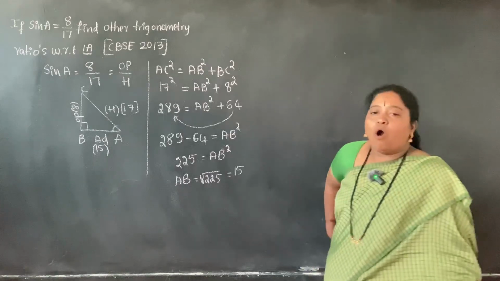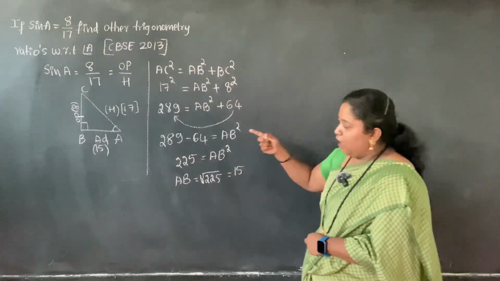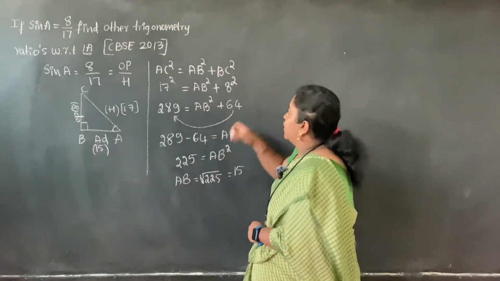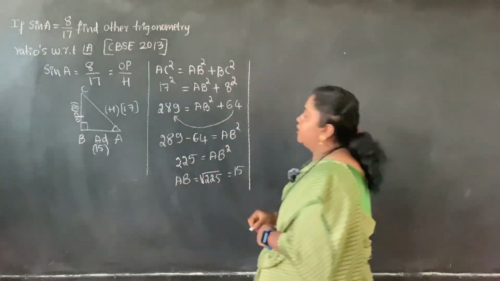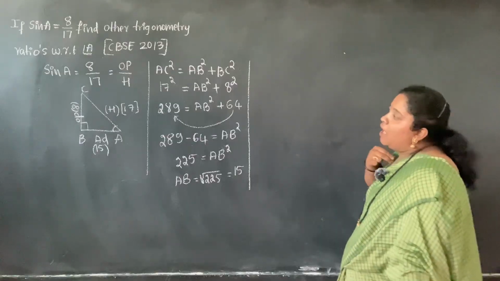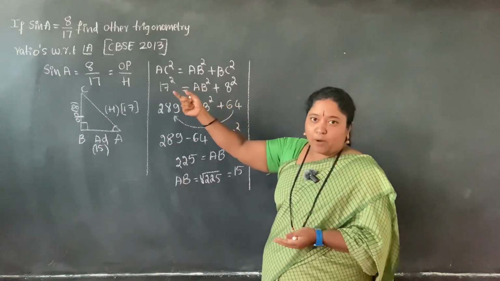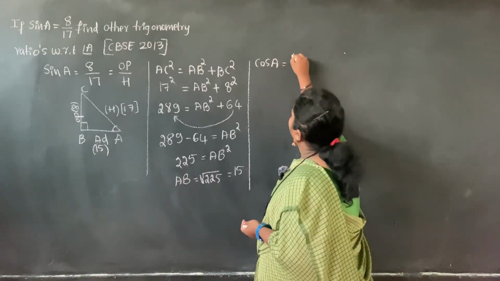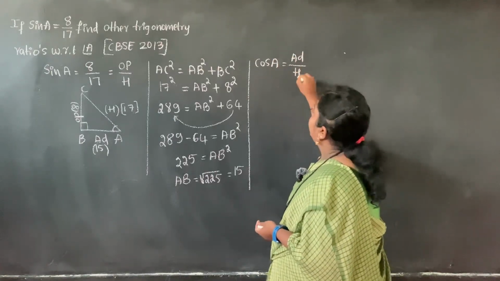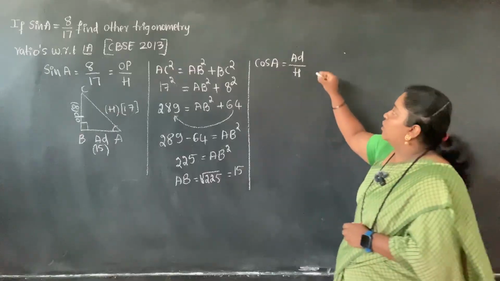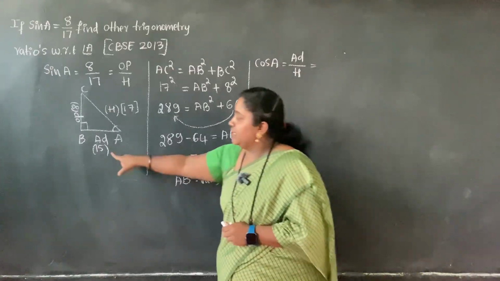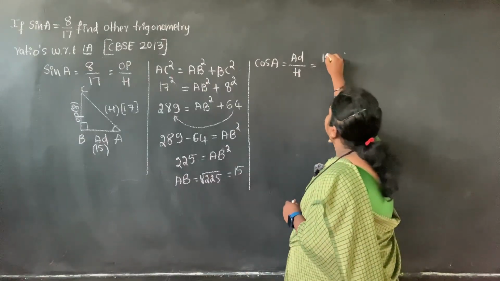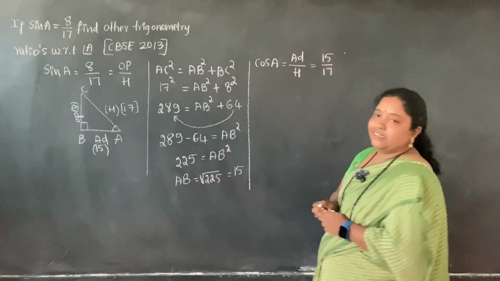Now I am with all the required sides: hypotenuse 17, opposite 8 and adjacent 15. Okay, let me write all the trigonometric ratios with respect to angle A. Sin A is already provided, dears. I start with cos A. Cos A is equal to adjacent divided by hypotenuse. Okay, so what is adjacent? I have adjacent as 15, hypotenuse as 17. So what I'll be having, dears? 15 by 17. This is cos A.